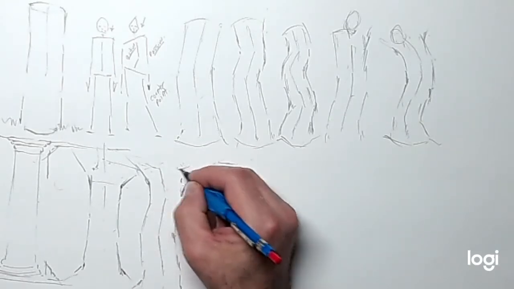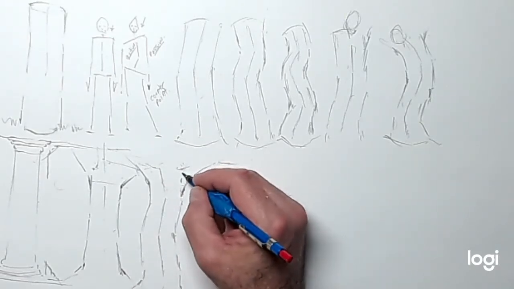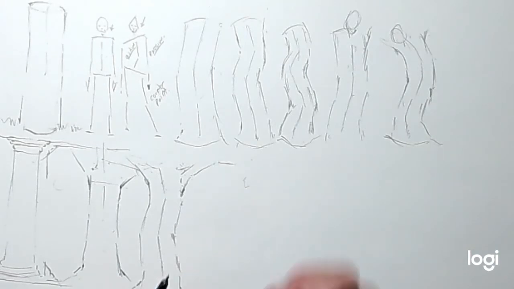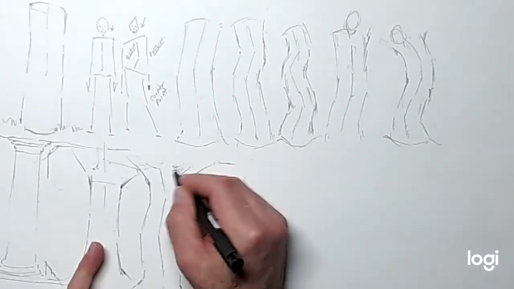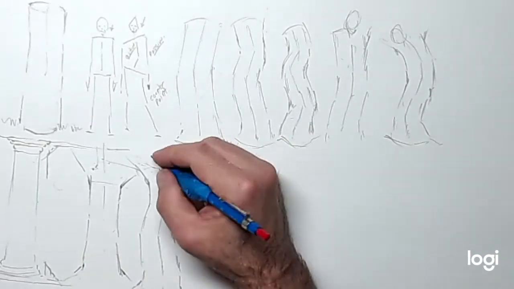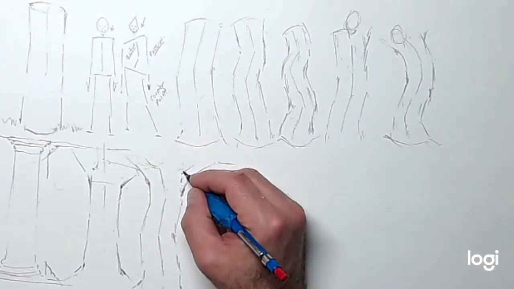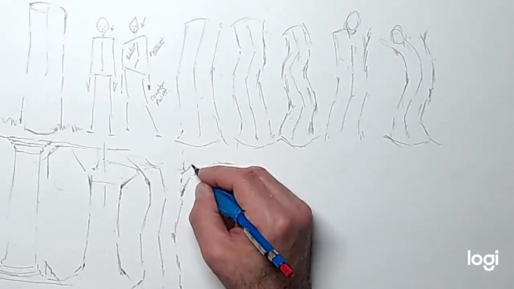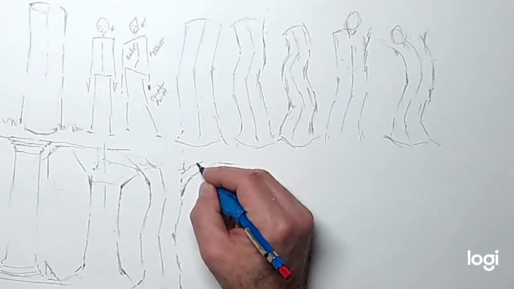Now here I'm ending up with the height reading as exactly the same, and so I'm going to drop the right side and raise the left, so that I'm continuing to build an asymmetry.